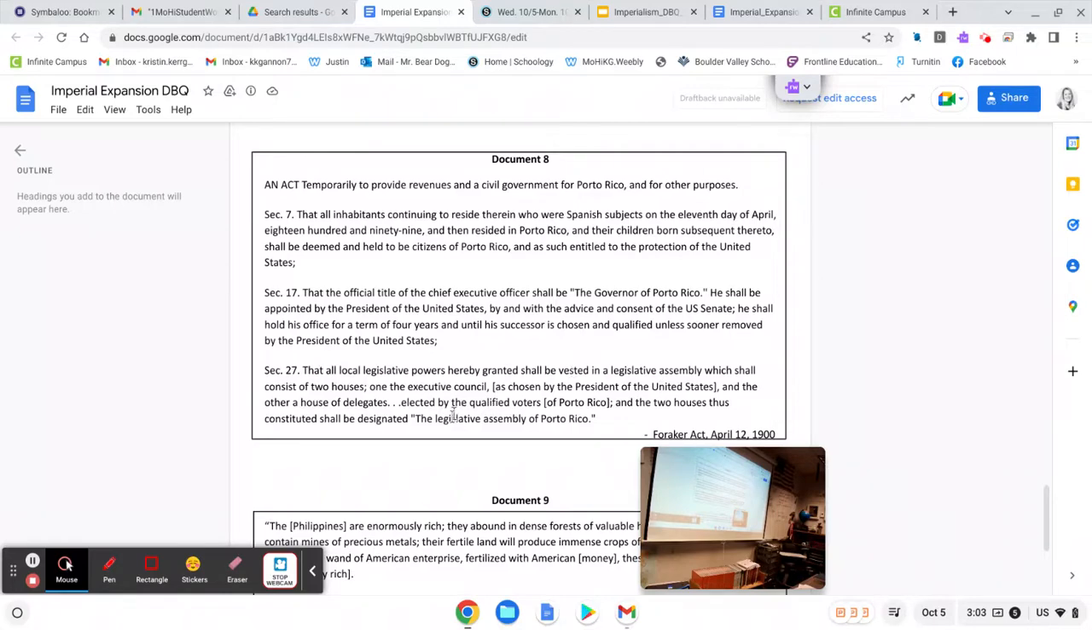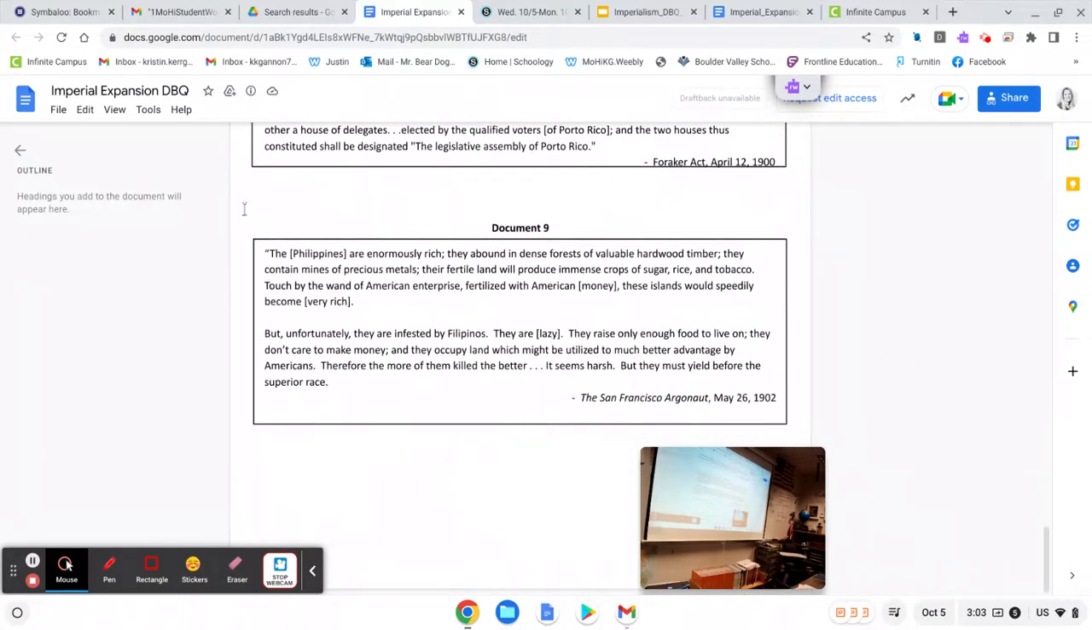Okay, last document here is about the Philippines. So highlight this first line. The Philippines are enormously rich with valuable timber. They also have metal, and the next line, they've got sugar. They've got tons of resources. So this is a reason that we're going and getting them. That is a go US, but it also could be a no US. It could be like, oh, you're so greedy taking over their stuff. Had we not stripped out the Philippines, maybe their government would be stronger now. So these are all about the resources.